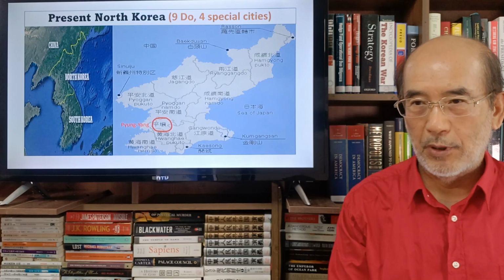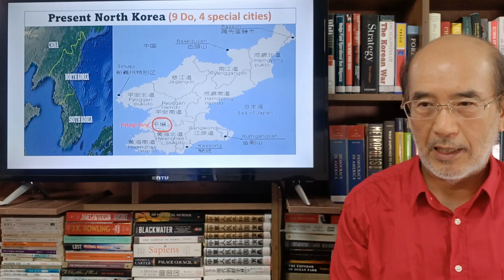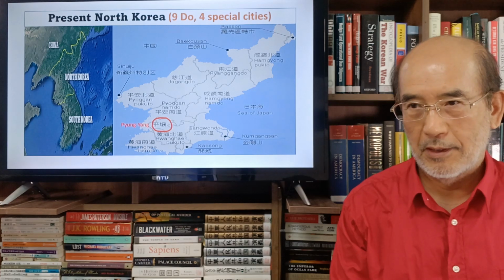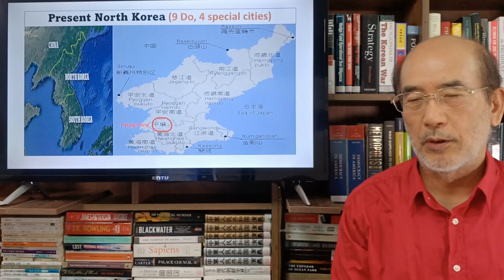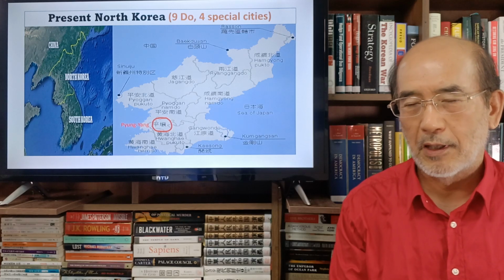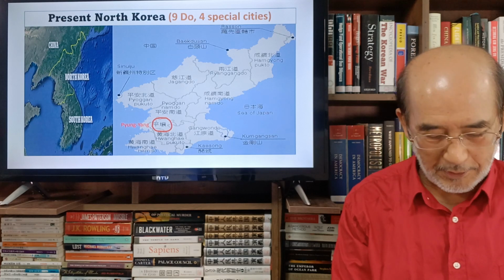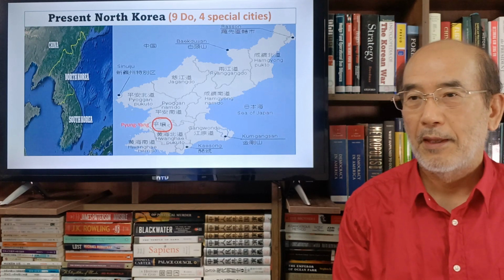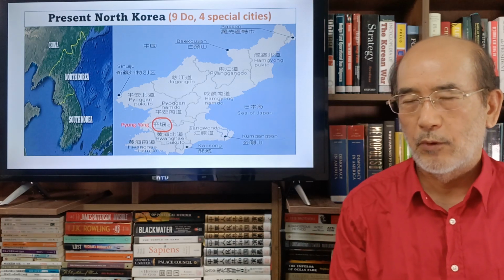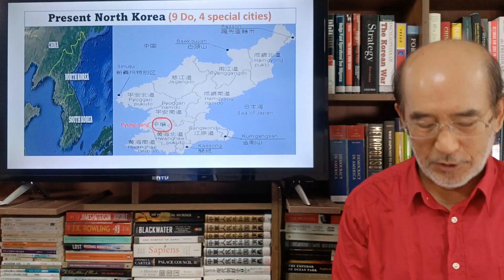And below Pyeonghan Namdo, we have Pyongyang, the capital city of North Korea. And then below Pyongyang, we have the Hwanghae provinces. It used to be one, but now it is also north and south. And to the east, we have Gangwon-do, which we just discussed. Actually, the northern part of Gangwon-do belongs to North Korea, and the southern part belongs to South Korea. And there are 4 special cities, but we will talk about them when we discuss the North Korean economy in the future.